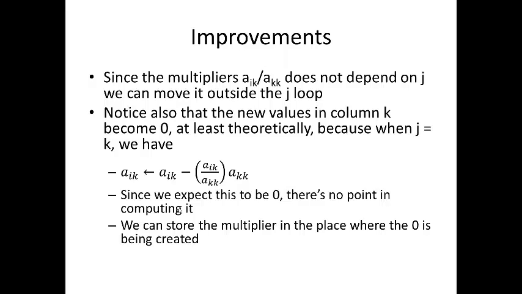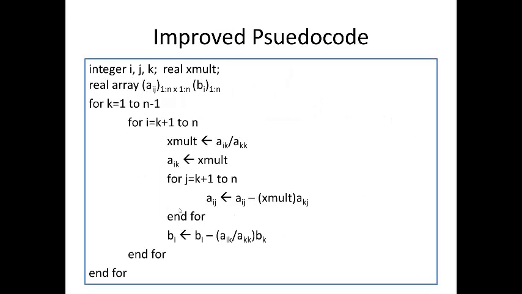So there's pretty much no point in computing it, but what we can do is store the multiplier in the place where the 0 is being created to save some space. So our improved pseudocode will look like this, and again you can see we pulled the calculation of the multiplier out beyond the j loop, so we save all those computation cycles. And the multipliers are stored because they're part of the lower upper factorization that can be useful in some applications.